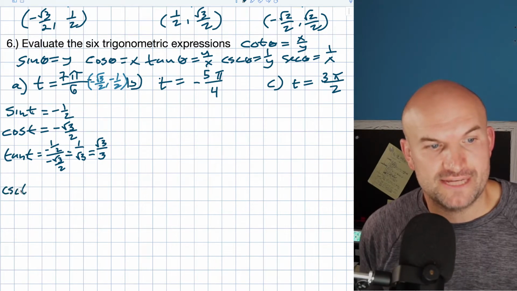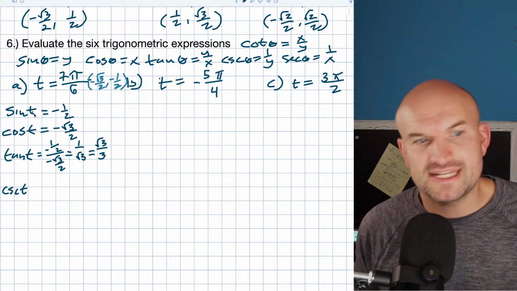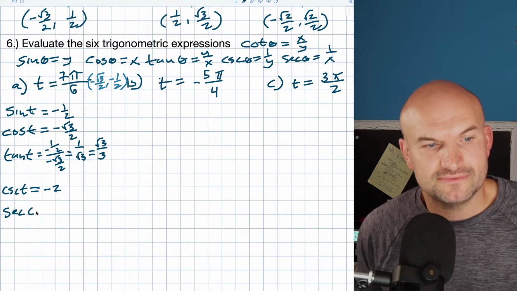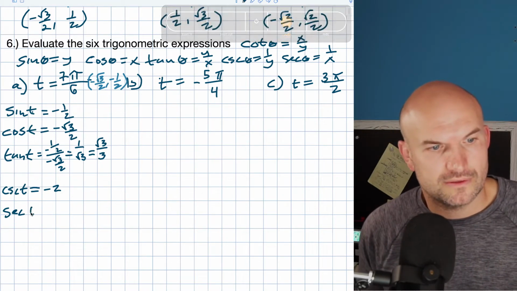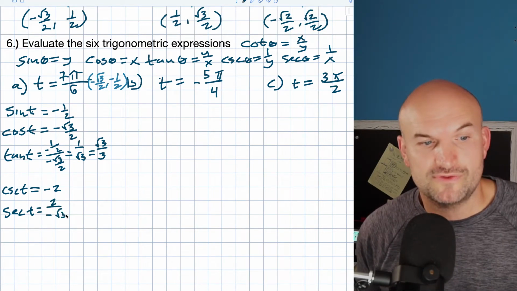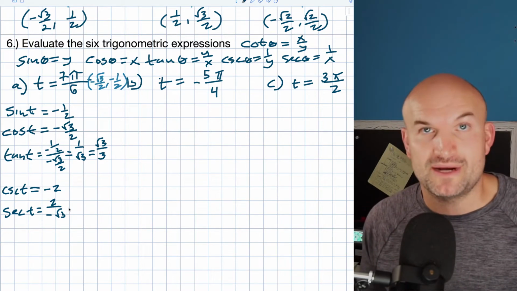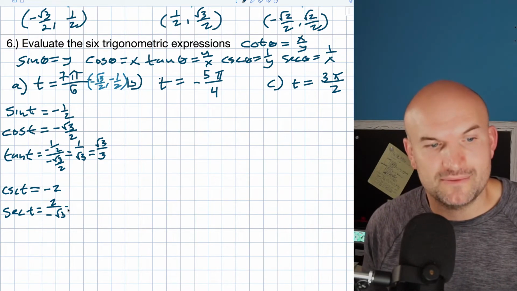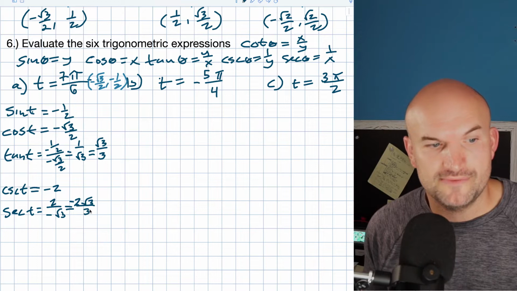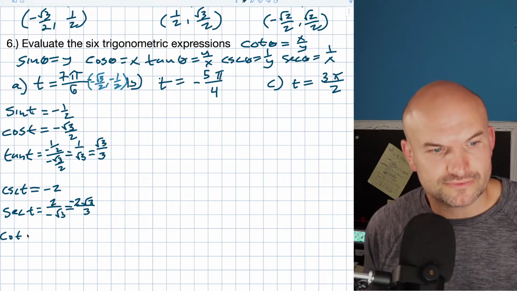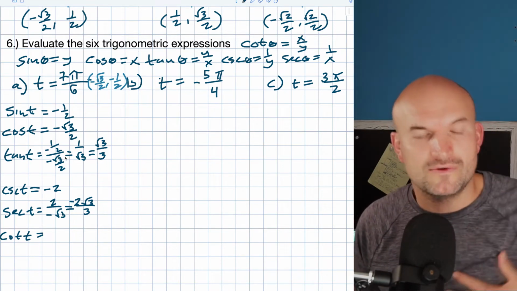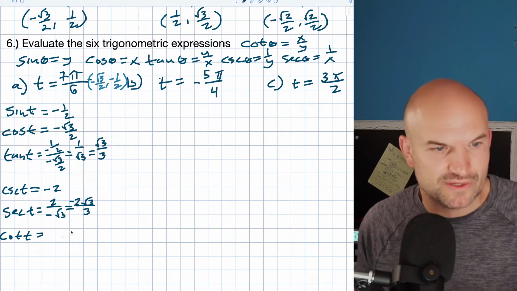So the cosecant of t. Remember, the cosecant of t is just going to be the reciprocal, so that's going to be a negative 2. The secant of t is going to be the reciprocal over here. So that one's going to be a 2 over negative square root of 3, which again, rationalize the denominator. So multiply by a square root of 3 on the top and bottom. That's still a negative, so it's negative 2 square root of 3 over 3. And then we have the cotangent of t. Cotangent of t is basically this exact same one, just flipped. So now the 2's again will divide out, and that's just going to be left with a square root of 3.